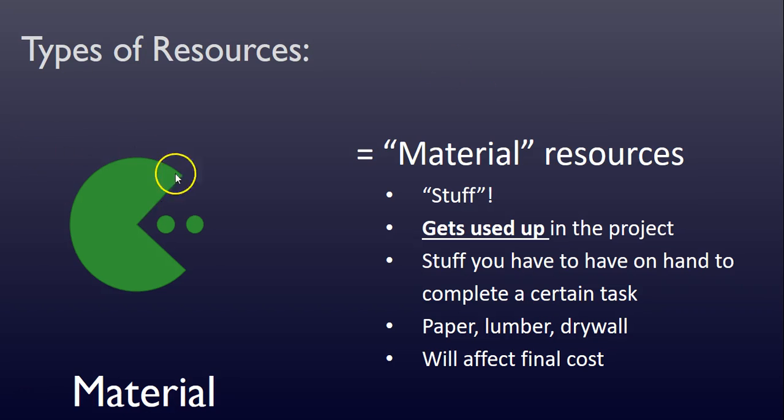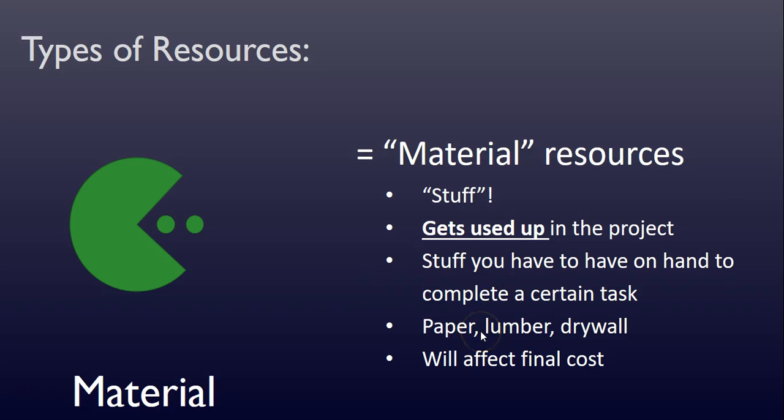Well, I have a little Pac-Man symbol that I made to symbolize material resources. Material resources is basically stuff that gets used up in the project. So you can remember that because the little Pac-Man is eating up the pellets. So this is stuff that you have to have on hand in order to complete a certain task that's actually going to be used to complete the task. So if we were building a house, lumber or drywall might be our material resources. We need to have so much lumber on hand and we're going to use it up. It's going to disappear, basically, be used up as we go through our project.